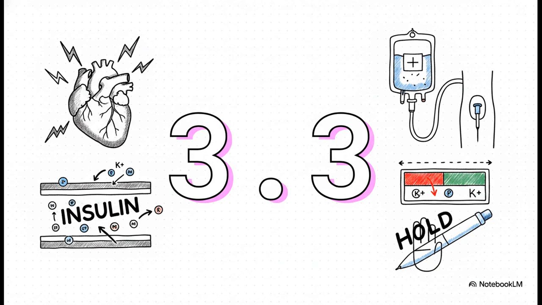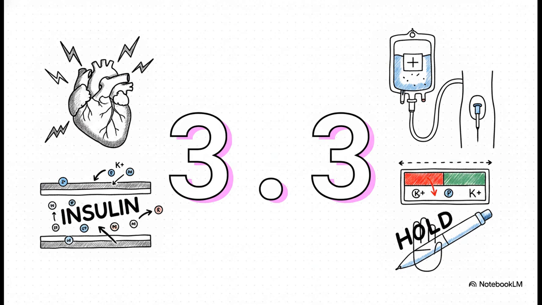I need you to burn this number into your brain. 3.3. If potassium is under 3.3, then you absolutely must hold insulin and replete the potassium first to prevent lethal arrhythmias. Remember, total body potassium is severely depleted in DKA, even if the serum level looks perfectly normal, because the acidosis shifts potassium outside the cells.